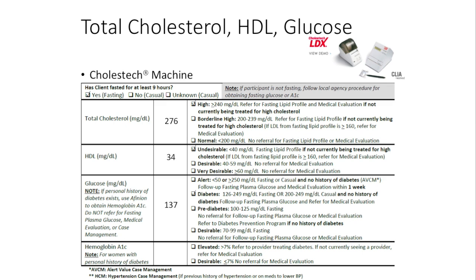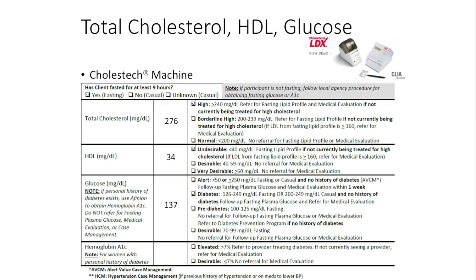But if this is a reading we're going to use and she's in that 137, which is the diabetes range, and she does not have a history of diabetes, then we're going to send her for a fasting plasma glucose so we can get a confirmation of the high reading on a different day, and then we're also going to refer her for a medical evaluation.